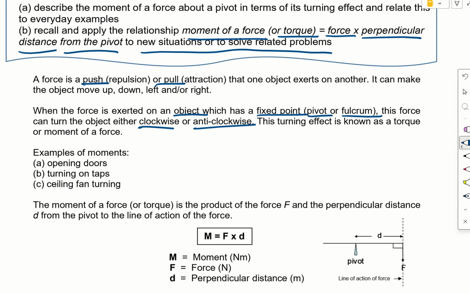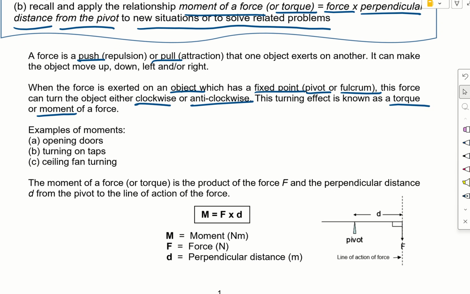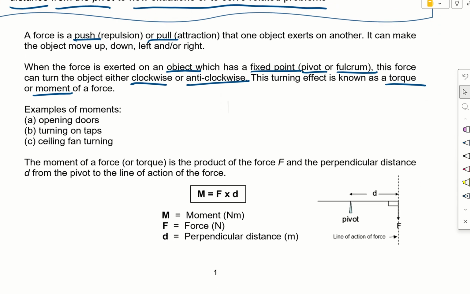This clockwise and anti-clockwise is a different direction from up, down, left, or right. So basically, this is the turning effect of a force. This turning effect is known as a torque or moment. We use moment more frequently. Examples of moments are opening doors, turning on taps, and a ceiling fan turning.